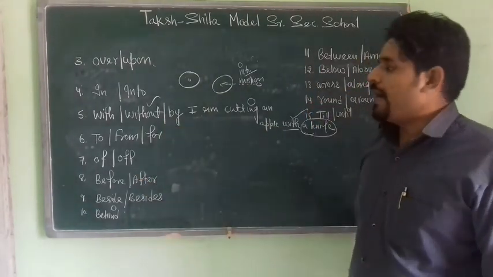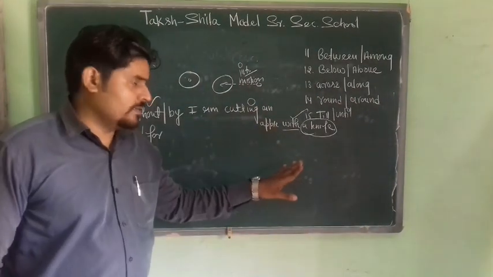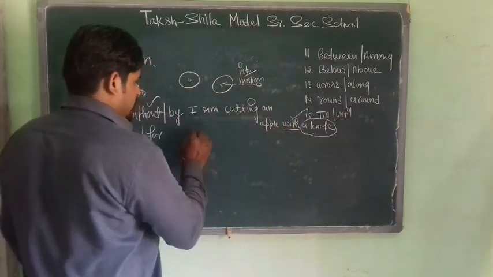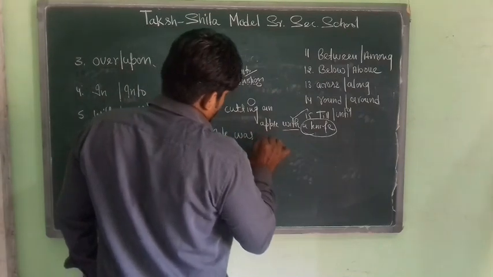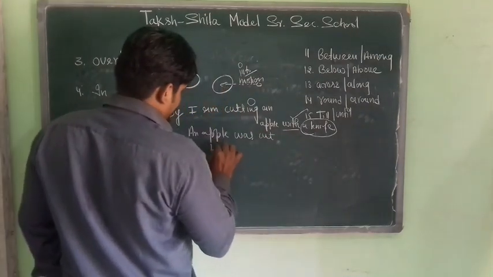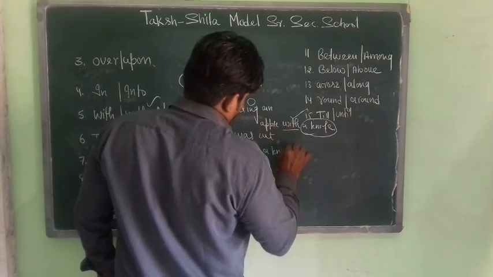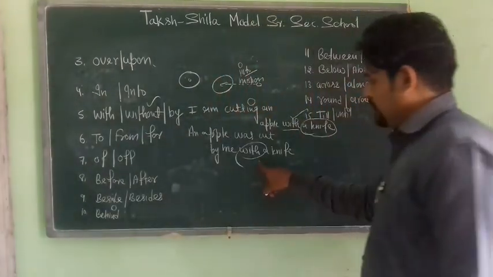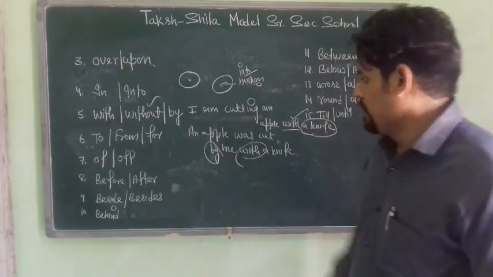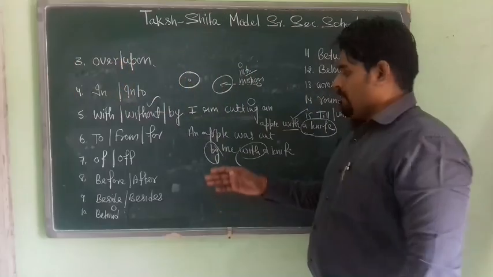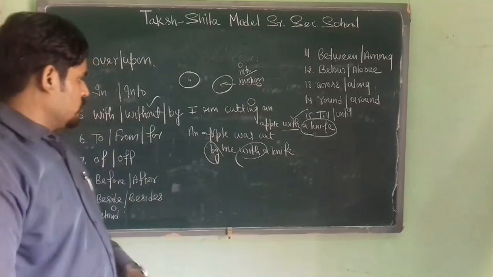Then there is the use of by. By is used as an agent. For example, an apple was cut by me with a knife. Let me just write this. An apple was cut by me with a knife, which shows what? Instrument, and by shows what? Agent. So who is the agent? Who is the doer? It is me, right? So by shows agent. By is sometimes used as per quantity. For example, milk is sold by the kilo, right? So this is another use of by.